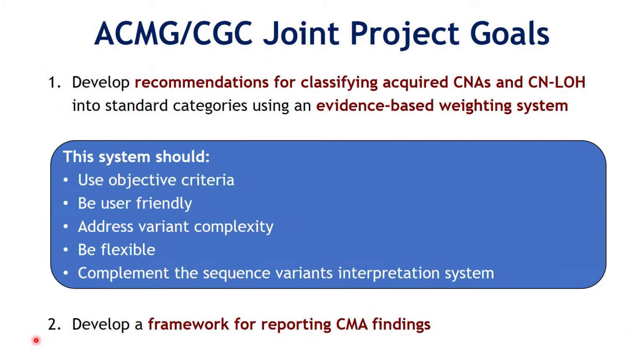And the work group was formed between ACMG and CGC with the following goals. We wanted to develop recommendations for classifying acquired copy number abnormalities and copy-neutral LOH using an evidence-based system. We wanted the system to use objective criteria, to be user-friendly and easy to implement, to address variant complexity, be flexible, and also to complement the sequence variant interpretation system. And we also decided that within the scope of this project, we will include reporting recommendations. So we will try to define what the components of the report are and what is the best way to structure the report for clear communication of the findings.